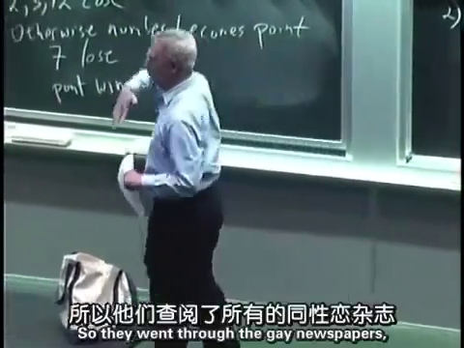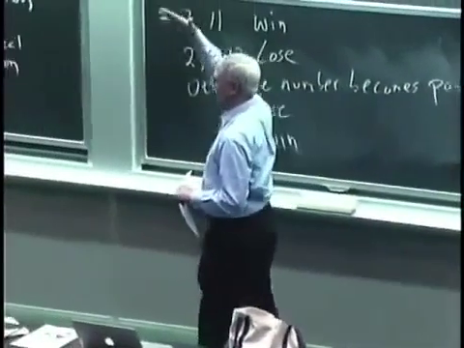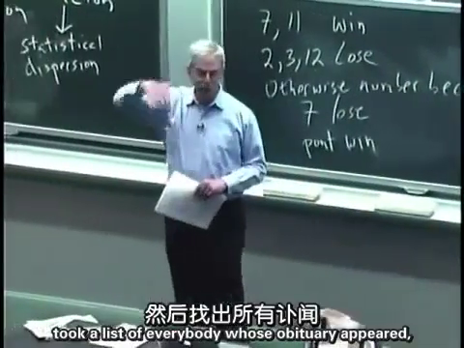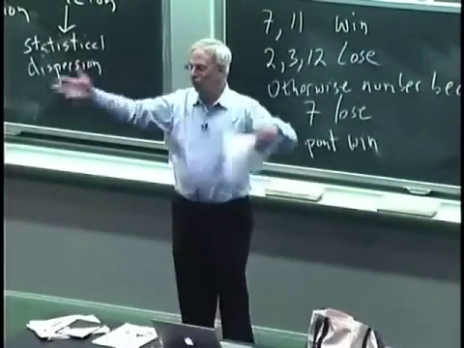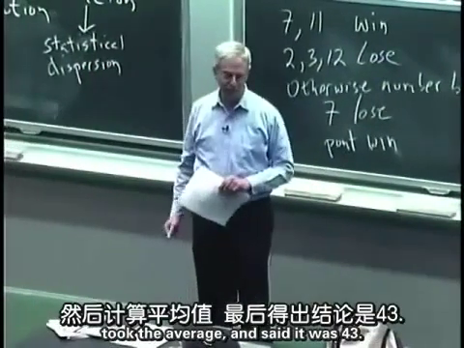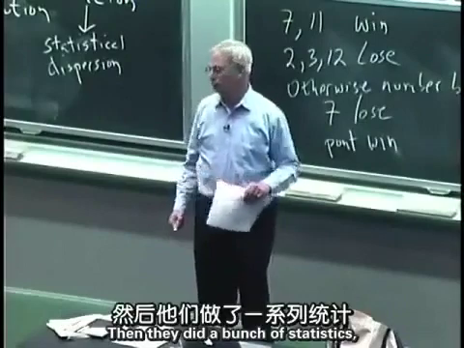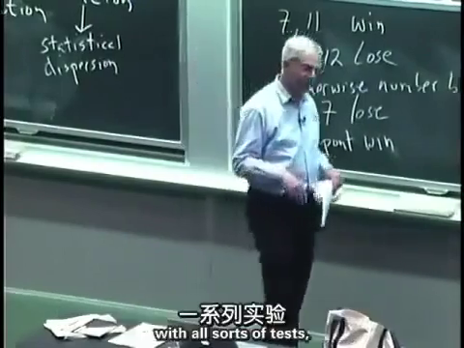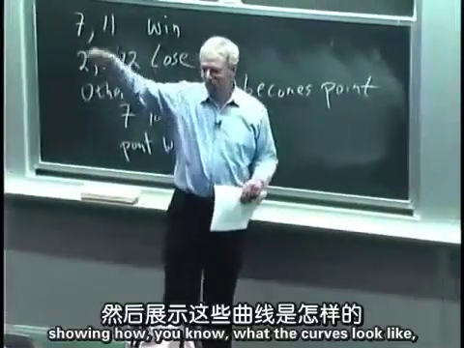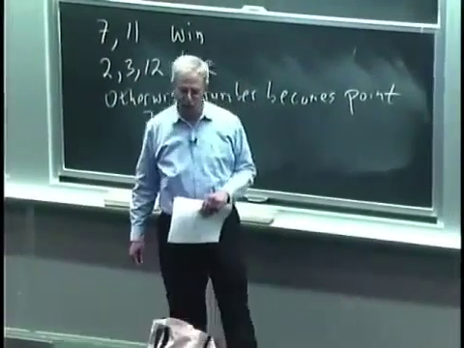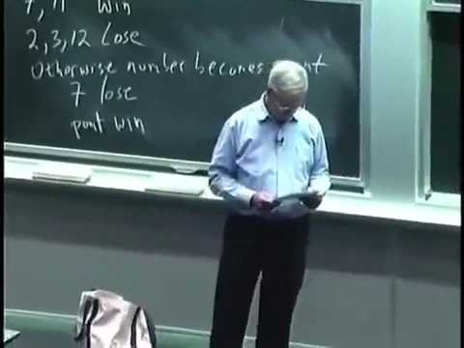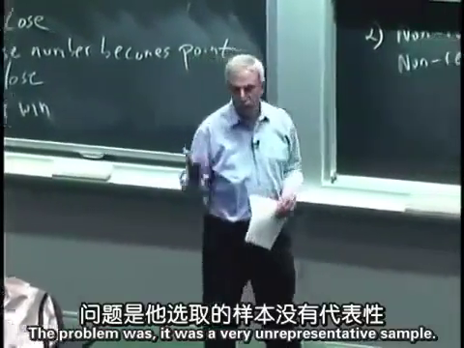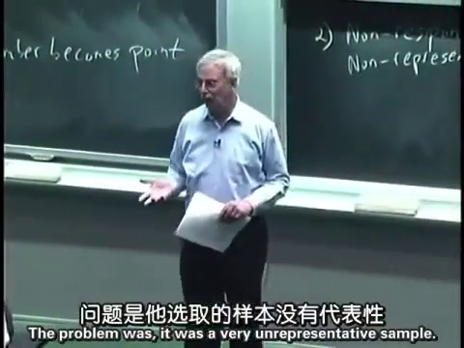So they went through the gay newspapers, took the list of everybody whose obituary appeared, how old they were when they died, took the average and said it was 43. Then they did a bunch of statistics with all sorts of tests, showing what the curves looked like, the distributions and the significance. All of the math was valid. The problem was it was a very unrepresentative sample.